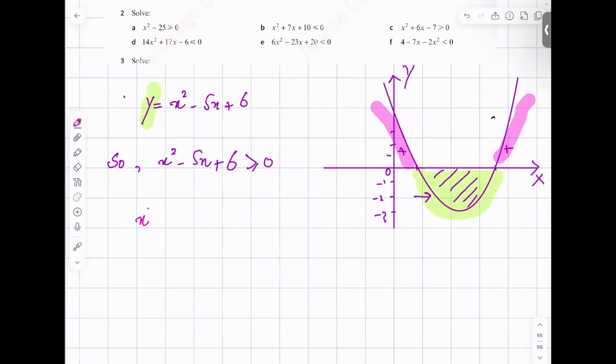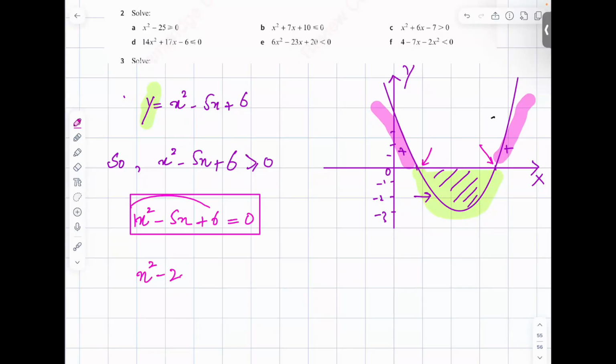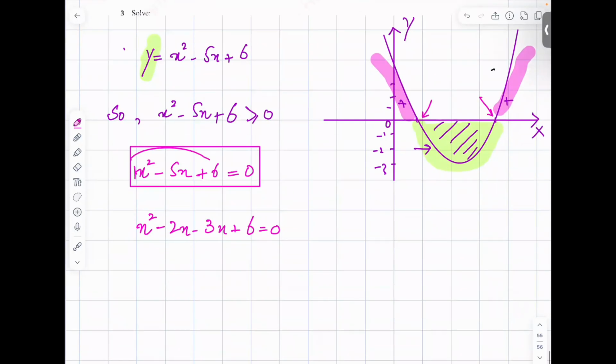So x square minus 5x plus 6. First of all, we are going to write the corresponding equation here, right? The corresponding equation will give us two values of x where this graph is intersecting the x-axis. Can you solve it using middle term breaking? I guess that would be x square minus 2x minus 3x plus 6 is equal to 0, right?